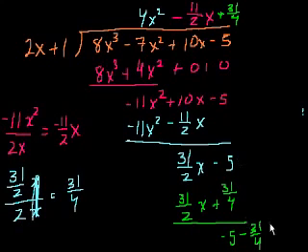And we can just do a little bit of fraction work here. Minus 5 is minus 20 over 4, minus 31, all of that over 4. So that is equal to what? Minus 20 minus 31 is minus 51. Minus 51 over 4. So our answer is 2x plus 1 goes into 8x to the third minus 7x squared plus 10x minus 5 4x squared minus 11 halves x plus 31 over 4 times. But there is a remainder, and this is the remainder.